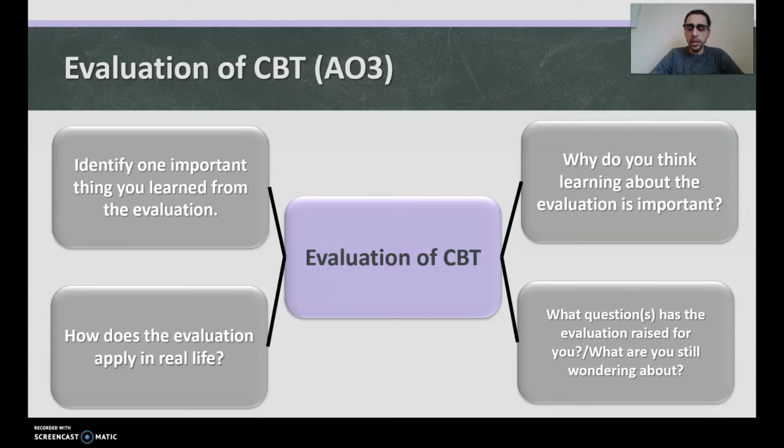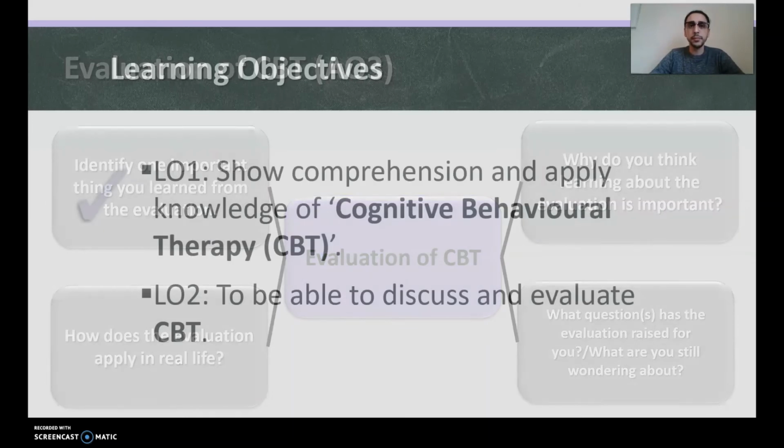And what questions has evaluation of CBT raised for you? What are you still wondering about? Have you got any questions? Any interesting questions? Some of you come up with really interesting questions. Let me know. It's good to discuss these things.